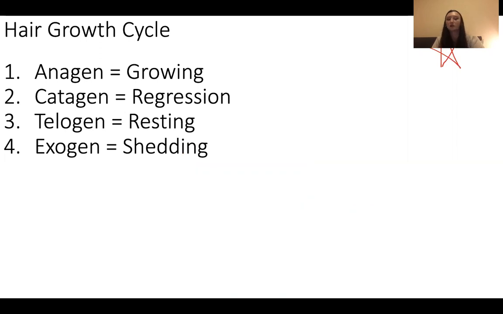So the hair growth cycle consists of 4 phases: anagen, catagen, telogen, and exogen. Anagen is the growing phase. That's probably one of the more important ones to remember. Catagen, it regresses, telogen rests, and exogen sheds.